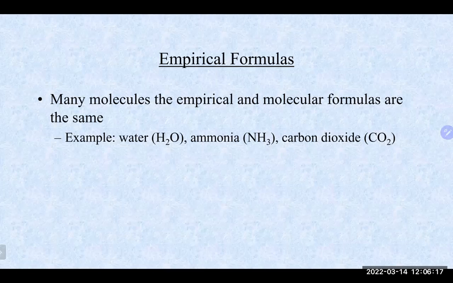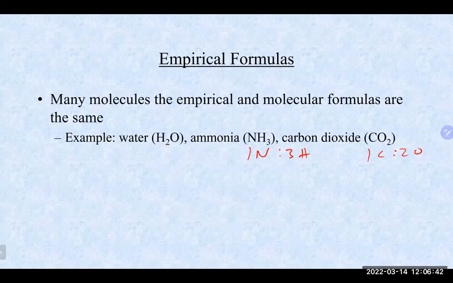So a couple other examples of some covalent molecules that are like that. NH3, which obviously has basically one nitrogen for every 3 hydrogens. That is really as simple as you could get it, along with our carbon dioxide here, 1 carbon and 2 oxygens present, the simplest ratio.